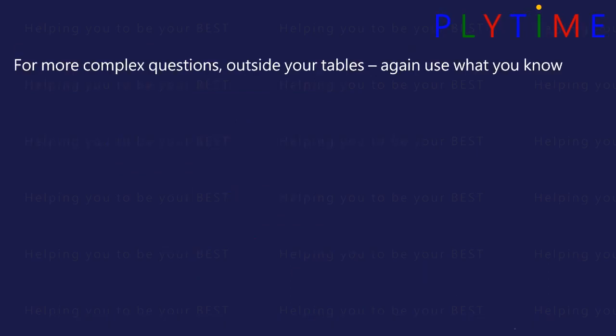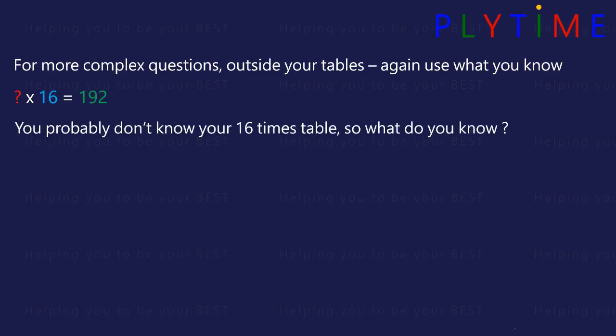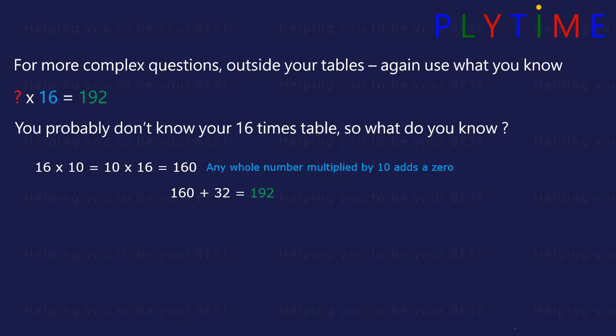For more complex questions outside your times tables, you can again use what you do know. Something times 16 equals 192. You probably don't know your 16 times tables, but what do we know? We know 16 times 10 is the same as 10 times 16, which equals 160. It's a whole number multiplied by 10, so we add a 0 on the end. Now to get to 192, we need to add on another 32.